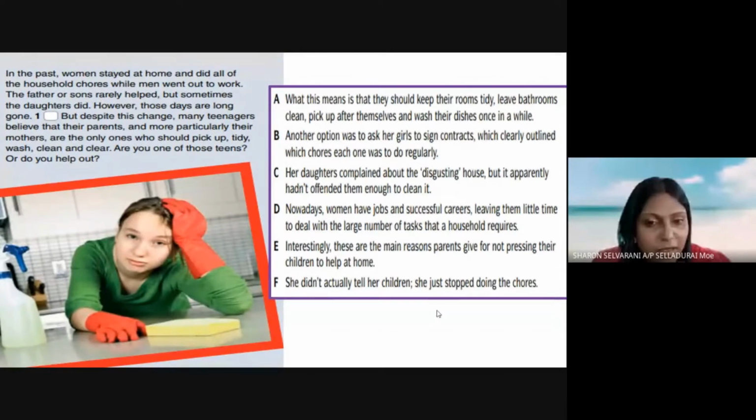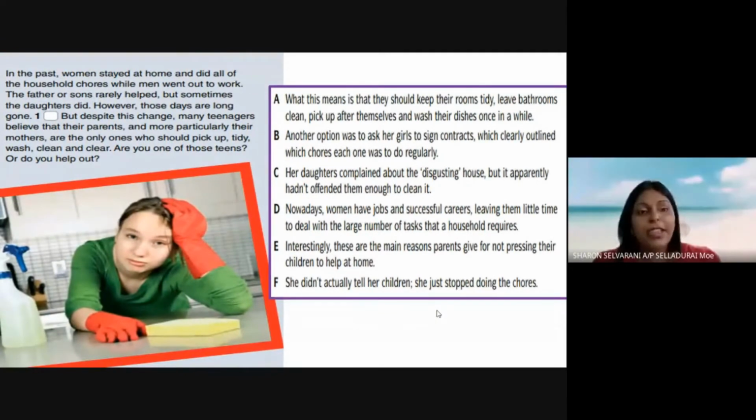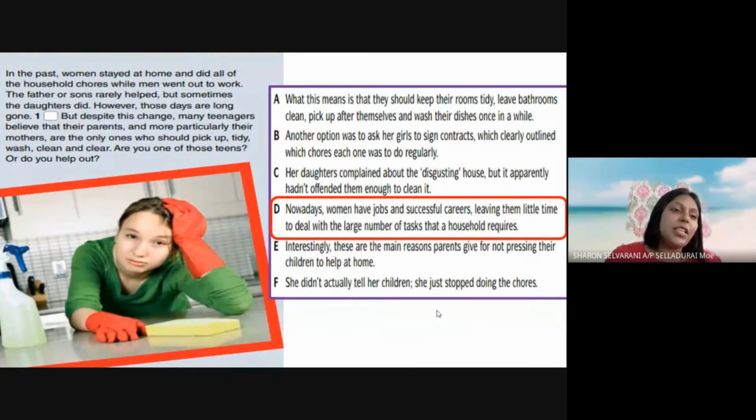Nowadays, women have jobs and successful careers, leaving them with a large number of tasks that a household requires. But despite this change, many teenagers believe that their parents, and more particularly their mothers, are the only ones who should pick up, tidy, clean and clear. Are you one of those teens, or do you help out? So what do you think the answer is? The answer is D. Okay, how you find the answer is, you see, there is a change.